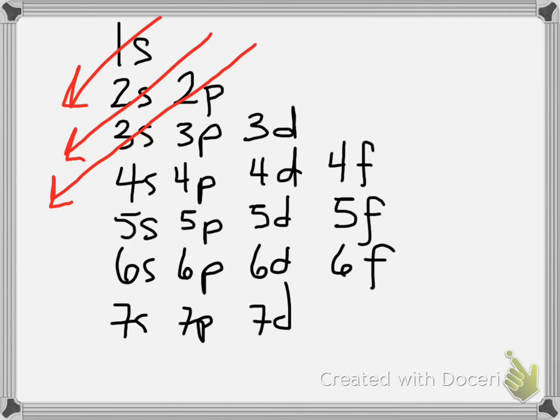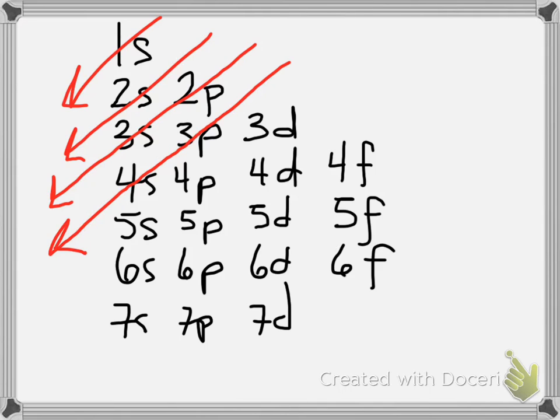So after 2p, the next energy level, we hop up to the third energy level. We put electrons in the s orbital. Then we go to 3p, and then guess what happens? Something really weird. From 3p, the next energy level and orbital that we fill is 4s. 4s is actually lower energy than 3d. So this is what we talk about when we say there are overlaps.